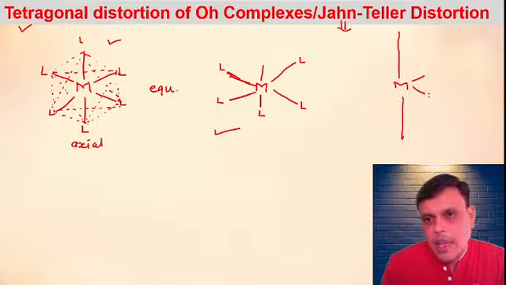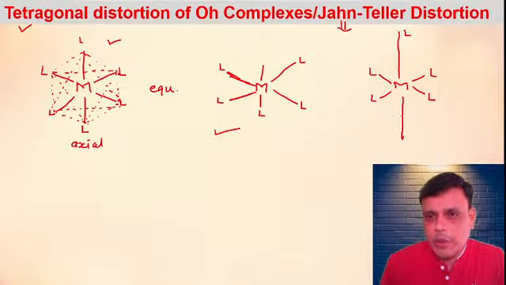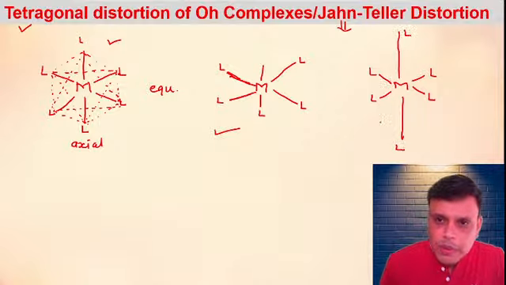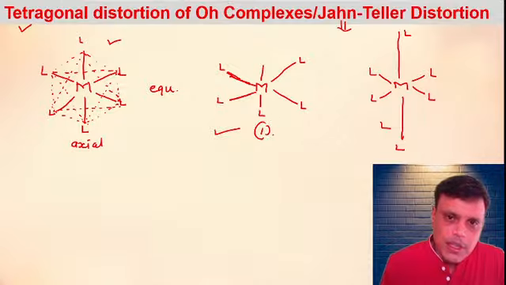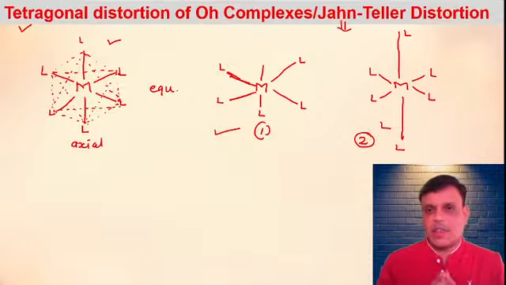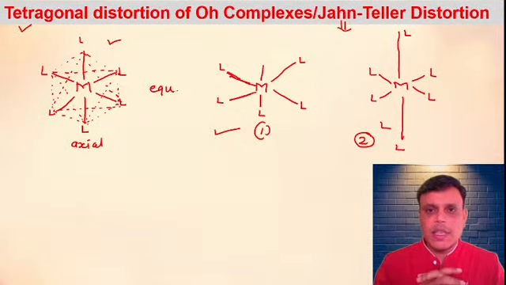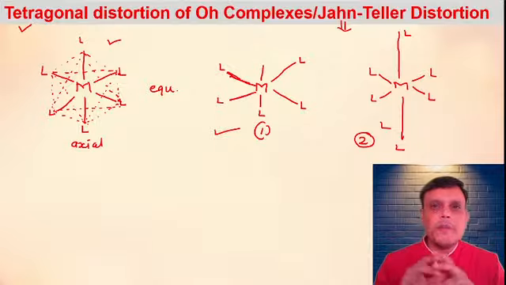Here the axial ligands have a larger bond length than the equatorial ligands. So these two types of distortions are there. This is one and this is two. Okay, all of you understood what is distortion? Tell me that first, then we will go to why this distortion takes place, what are the different factors responsible for this distortion.